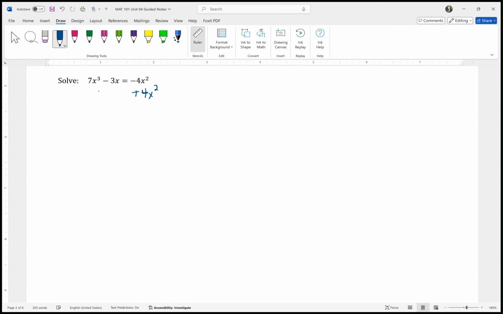Now again, remember, this is not going to combine with anything on the left side because all of these are different terms. And none of them are like terms because they're not raised to the same exponent for the variable. Which means when I rewrite this, I probably need to write this in descending order, starting with the x cubed, then the x squared, and then the x. So that's going to give us 7x cubed plus 4x squared minus 3x, and that gives us our equal 0 that we're looking for here.